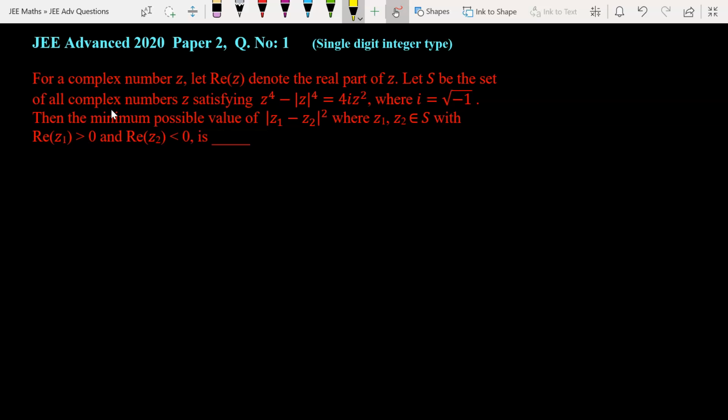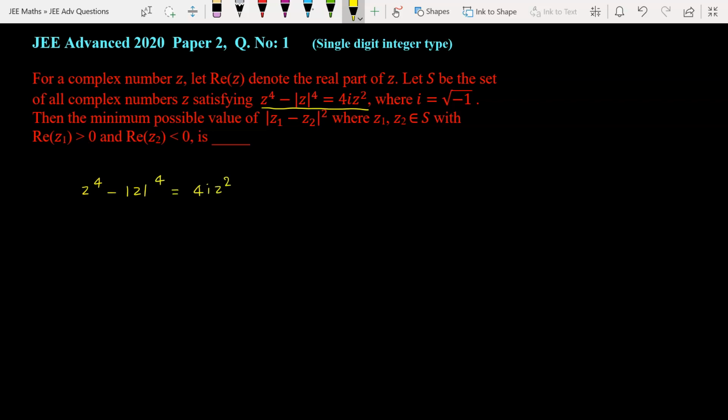Let S be the set of all complex numbers satisfying this equation, where i is iota, root over minus 1. We want the minimum possible value of modulus of z1 minus z2 whole square, where z1 and z2 belong to S. That means z1 and z2 are complex numbers satisfying this equation and also these conditions. Now if you look at this equation, we have z power 4 minus mod z whole power 4 is equal to 4 iota z square.